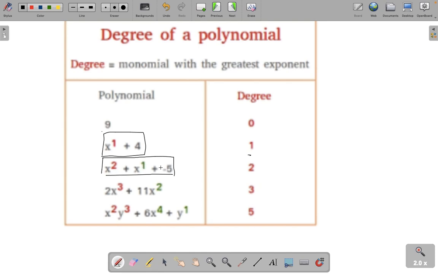Is it 1 or 2? Yeah, the highest power is 2, so that is why the degree is 2. Here you can see the highest power is 3, so that is why the degree is 3.